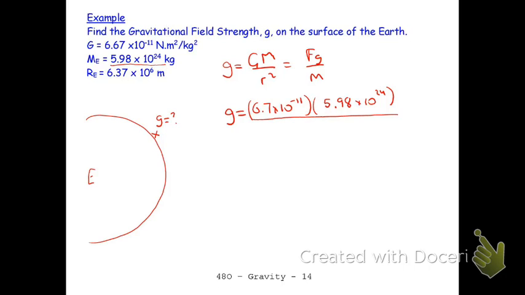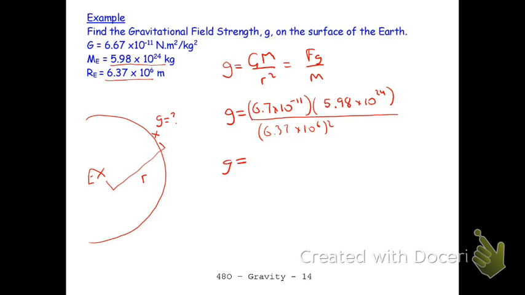So I've got to say, well, this stuff over here is really far away, and that stuff over here is near. Oh, I'll take it from the middle. We always take things from the middle because of symmetry. So there's my R. I'll give you that as well: 6.37 times 10 to the 6, and that's going to be squared.